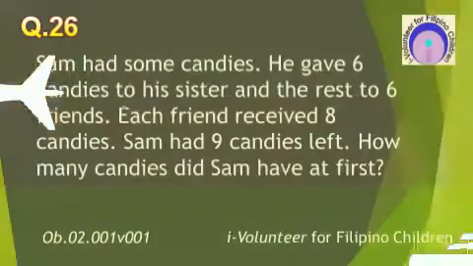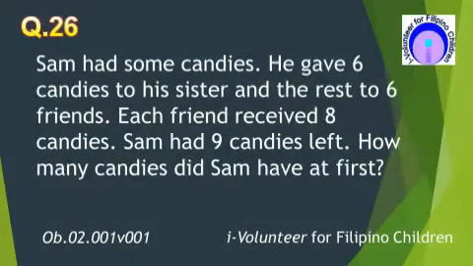Question number 26. Sam had some candies. He gave 6 candies to his sister and the rest to the 6 friends. Each friend received 8 candies. Sam had 9 candies left. How many candies did Sam have at first?